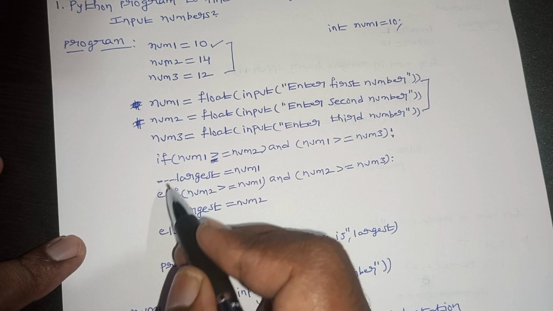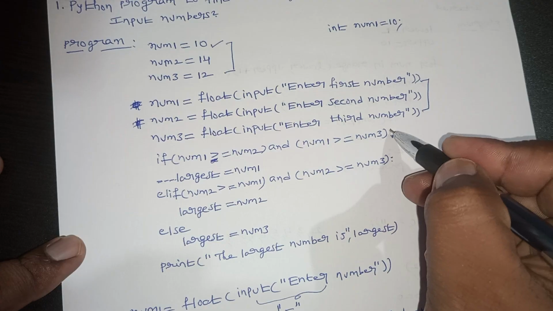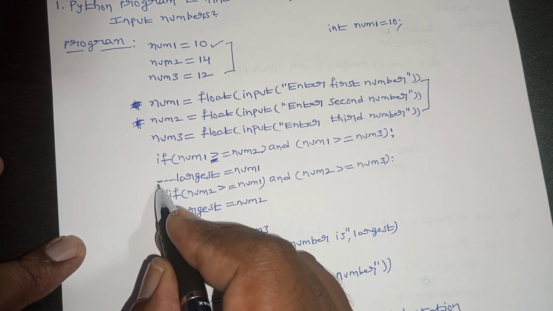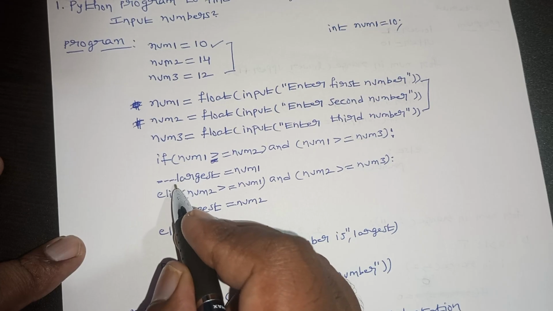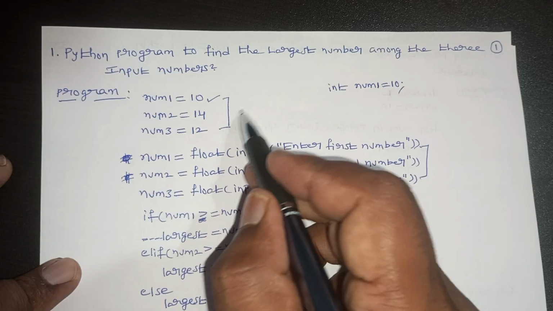You don't need to give it manually. When you write a colon and press Enter on the keyboard, it automatically takes the space. Generally it is 4 spaces. Now, coming to our logic, I am taking this example only.